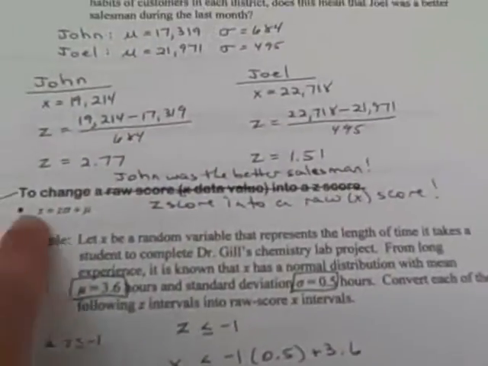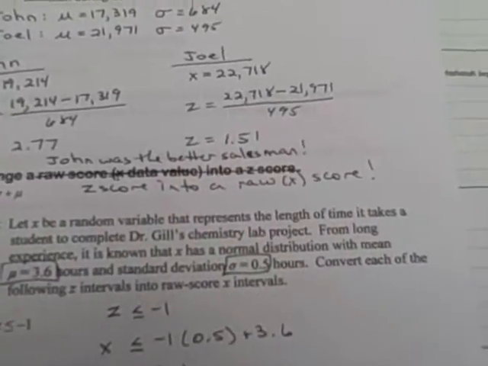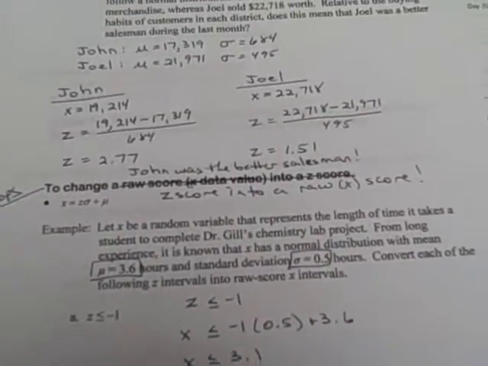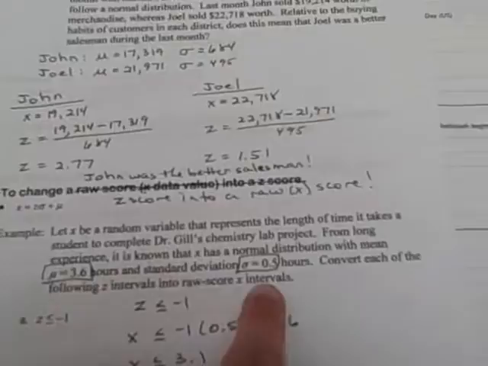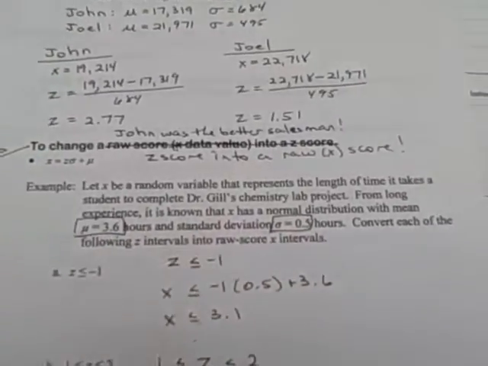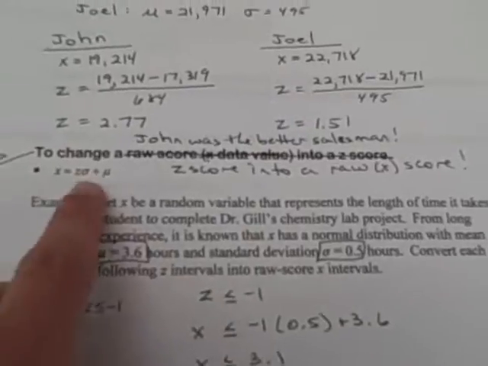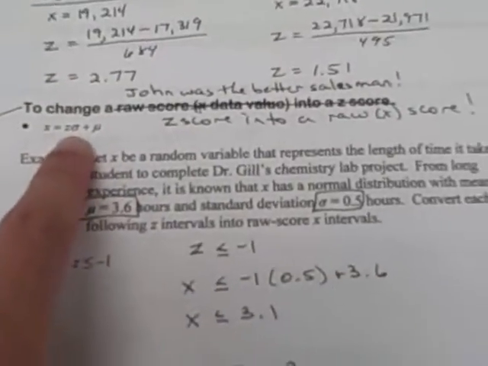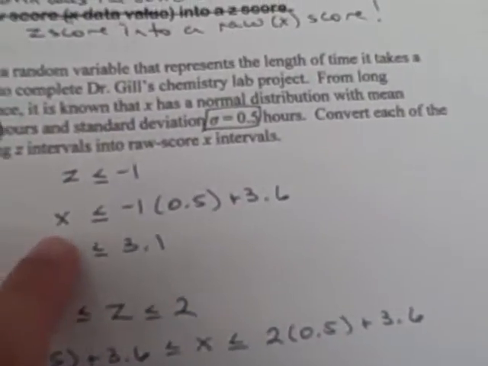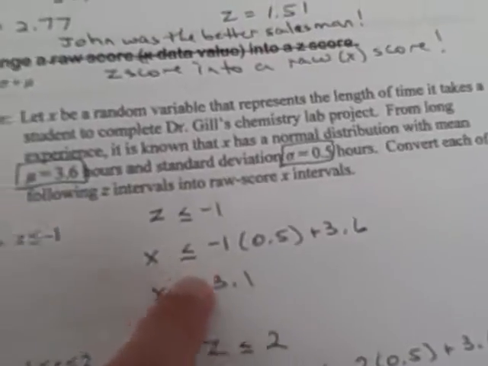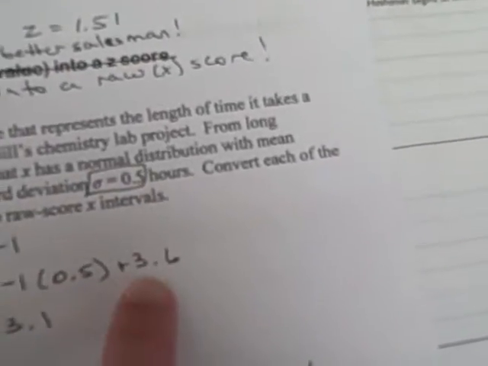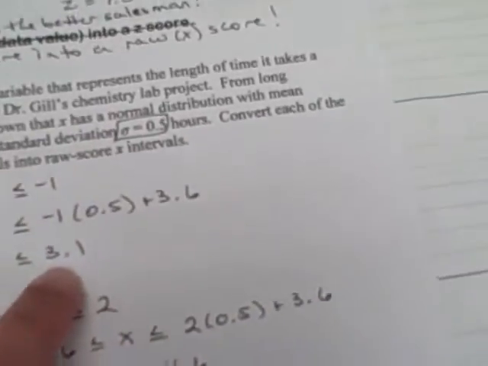All right. Now, this should have said to change a z back into an x, so sorry about that. So we're going to do the same thing. This is the same information we had about Dr. Gill's chemistry lab. Mu's 3.6, sigma's 0.5, but now we're going to go backwards. We're going to have a z, and we want to go back to an x. Okay, this is the same formula as before, just solved for x. So z is less than or equal to -1. So now we're going to go x is less than or equal to, and we're going to take z times sigma plus mu. So our z, -1 times sigma plus mu. Okay, and we get x is less than or equal to 3.1.